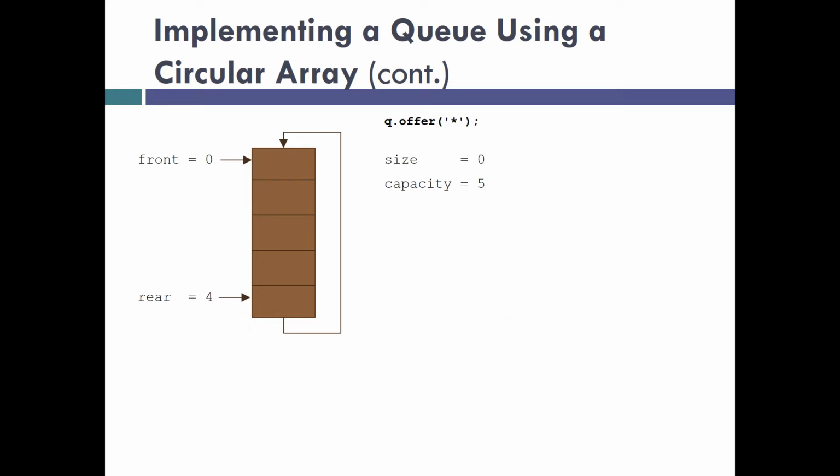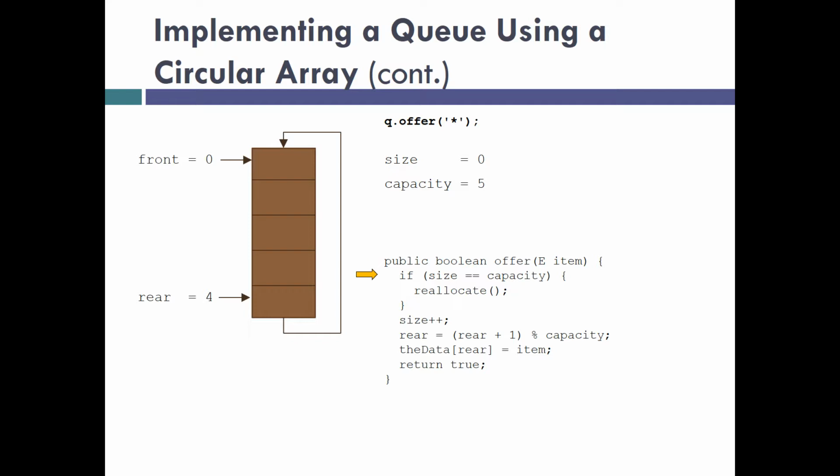Now, let's see how offer works. To offer something to the queue, if the size and the capacity are the same, meaning we're out of space, we're going to reallocate. We don't have to deal with that now; we'll see how that works at the end. Otherwise, we increase the size by 1 because we're adding something to it. And now the end of the array is located at rear plus 1 mod capacity. So it's the modulo operation that's actually going to do the magic here.